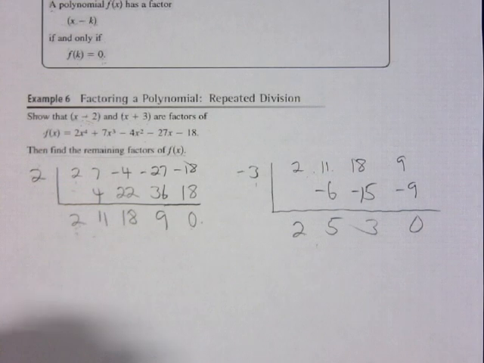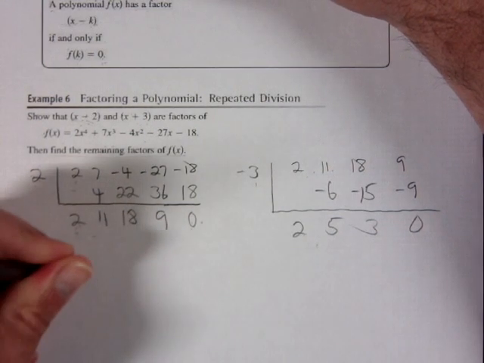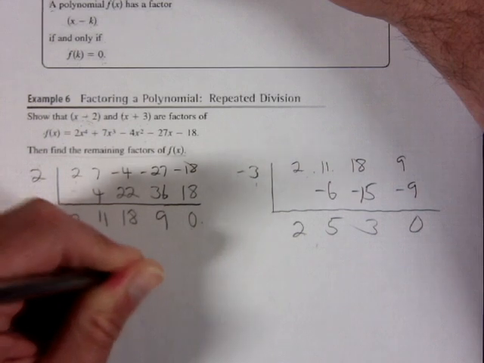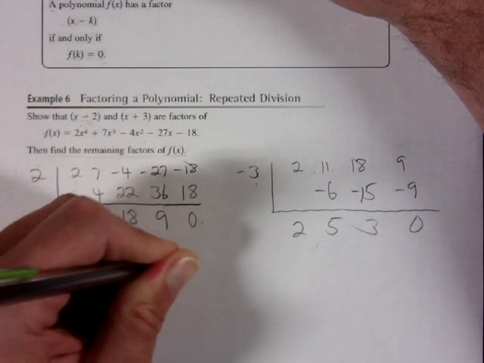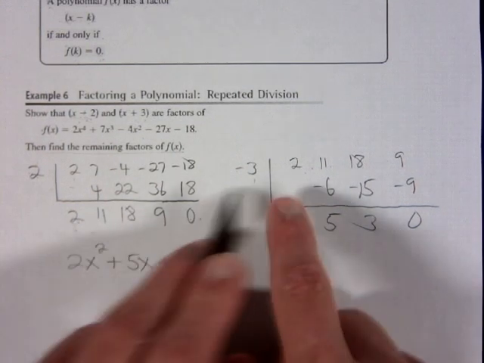And so let's take a look and see what we've got left now. So what we've got left from here is 2x squared plus 5x plus 3. All right, so that's what we get after I divide this by the other factor.